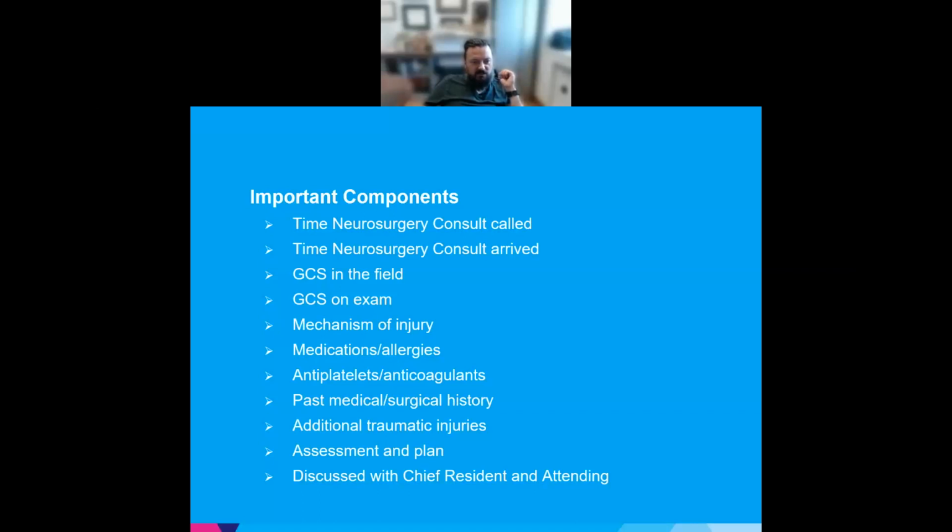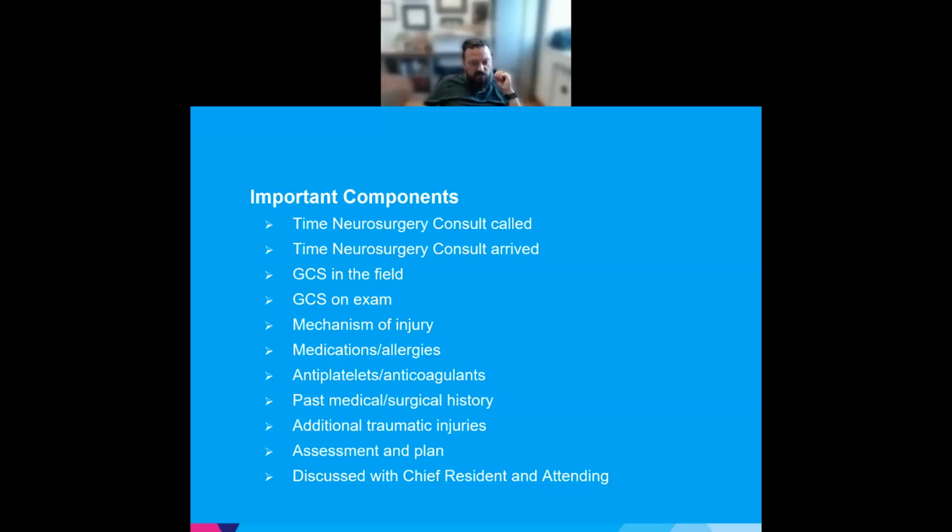Ideally, get the information on the GCS in the field. Sometimes that's in the EMS notes, sometimes the trauma team or the ED will have that. But definitely the GCS on exam, the mechanism of injury if it's a TBI patient, medications, and allergies if possible. It's always important to double check whether the patient is on any antiplatelets or anticoagulants and report that to the chief resident and the attending. Also include any relevant past medical or surgical history, additional traumatic injuries if it is a trauma patient, the assessment and plan, and the fact that it was discussed with the chief resident and the attending.